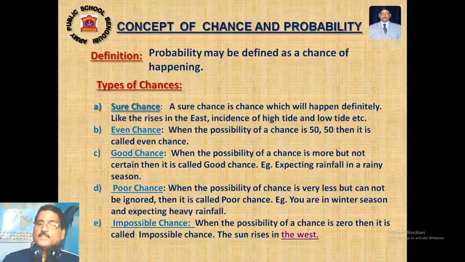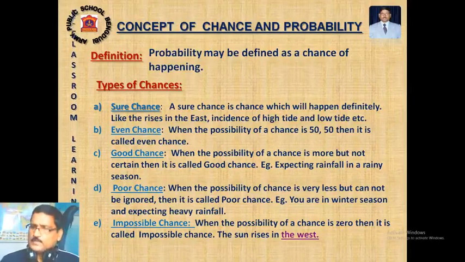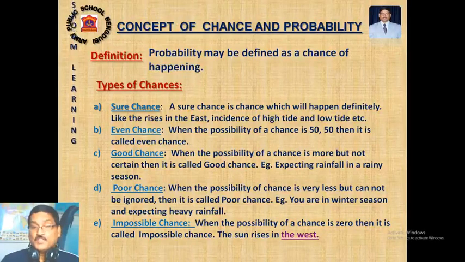Poor chance, when the chance is very less but cannot be ignored. Say in the month of December you are expecting a rainfall, so the chance is very less, but sometimes torrential rain also may come. Okay, that's why it is called poor chance.